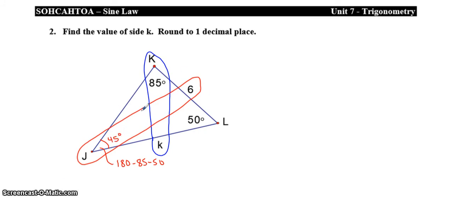So now we have 3 of the 4 pieces of information. And the only thing you have to do to change the equation is that instead of sine A over A equals sine B over B, it's going to be sine K over K equals sine J over J. Doesn't matter what the letters are. It's the sine of an angle over its side equals the sine of the other angle over its side.